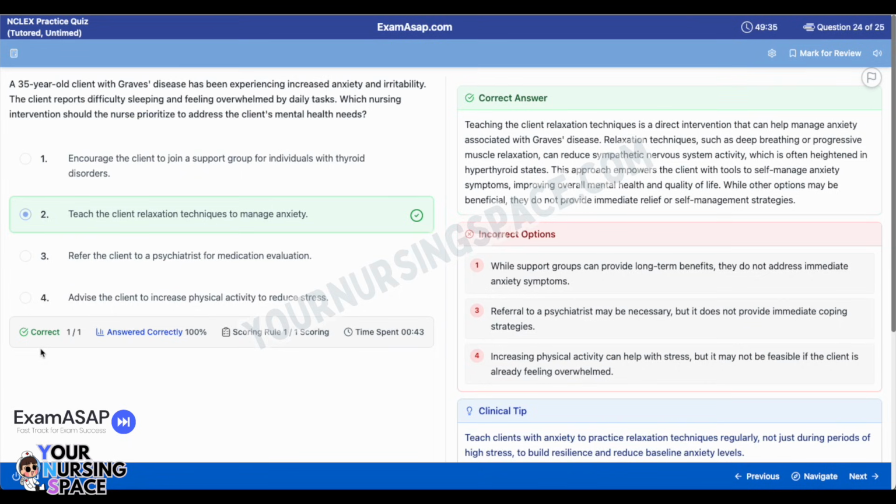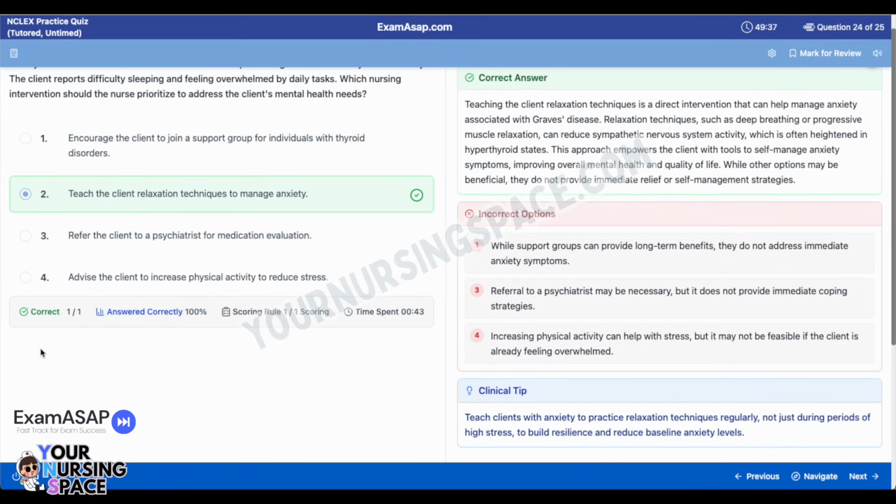The correct answer is B. Rationale, correct answer B. Teaching the client relaxation techniques is a direct intervention that can help manage anxiety associated with Graves' disease. Relaxation techniques, such as deep breathing or progressive muscle relaxation, can reduce sympathetic nervous system activity, which is often heightened in hyperthyroid states.